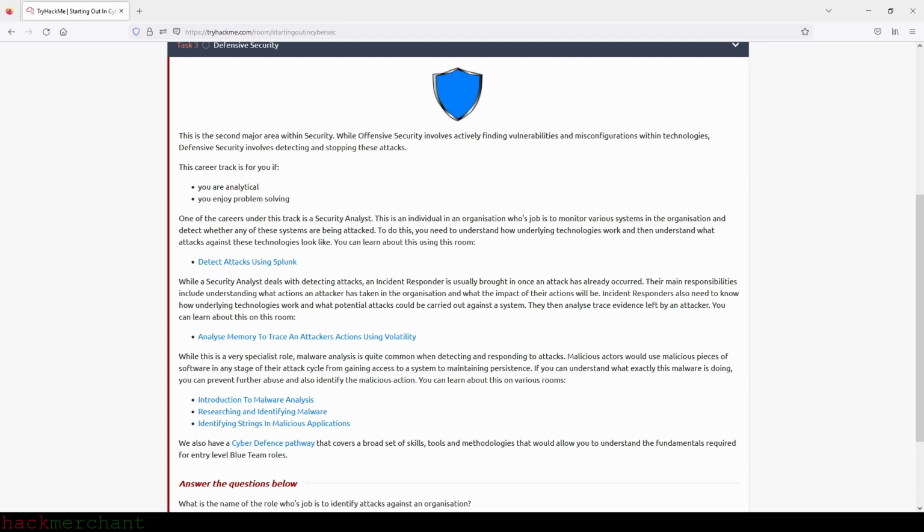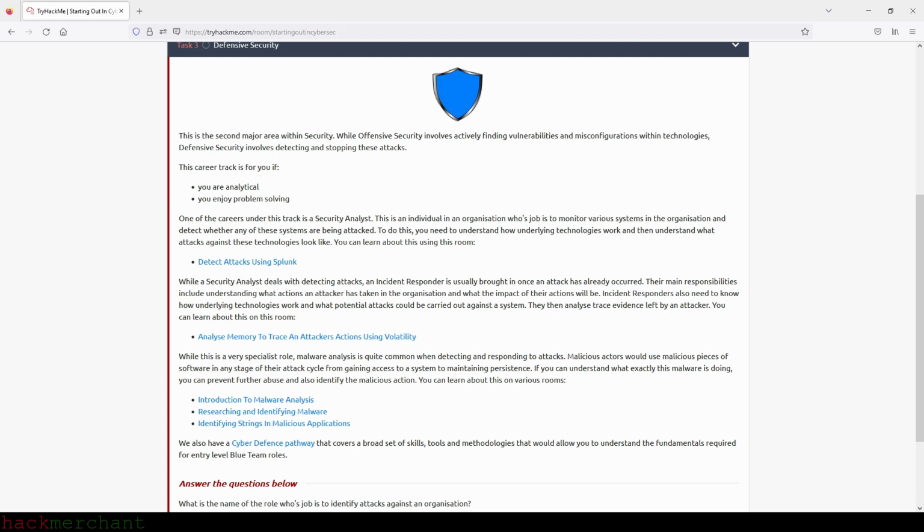While a security analyst deals with detecting attacks, an incident responder is usually brought in once an attack has already occurred. Their main responsibilities include understanding what actions an attacker has taken in the organization and what the impact of their actions will be. Incident responders also need to know how underlying technologies work and what potential attacks could be carried out against a system. They then analyze trace evidence left by an attacker. You can learn about this on this room, which is Analyze Memory to Trace an Attacker's Actions Using Volatility.